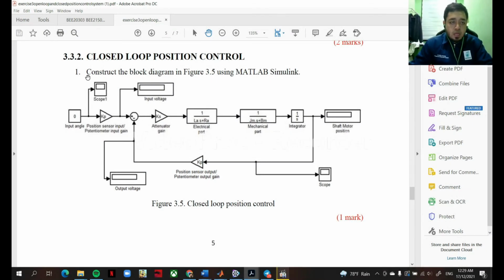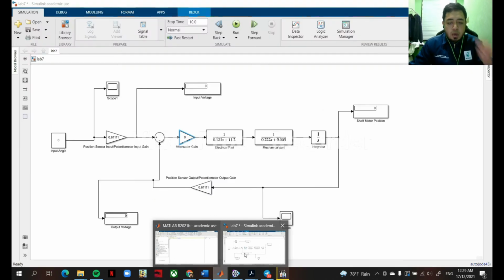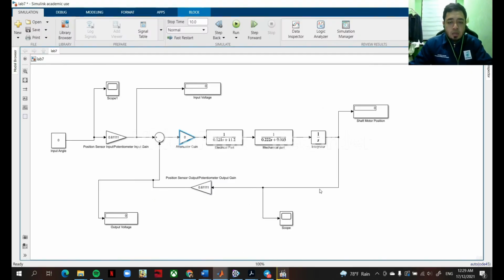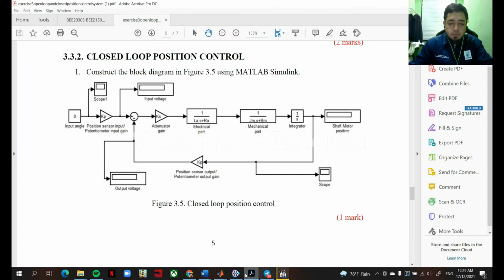For the first step, we need to construct the block diagram stated in figure 3.5 using MATLAB Simulink. We have constructed the block diagram as shown in the lab sheet, like this.